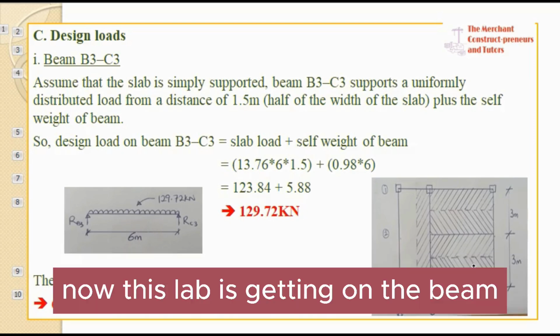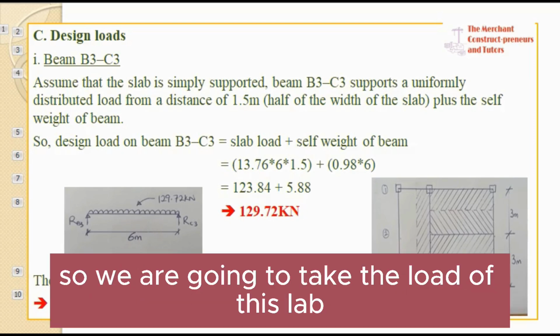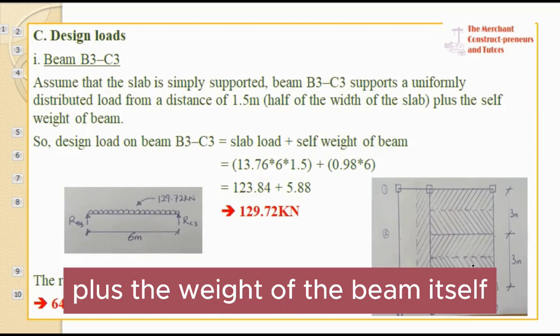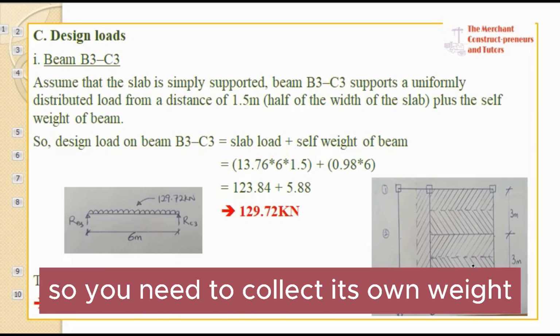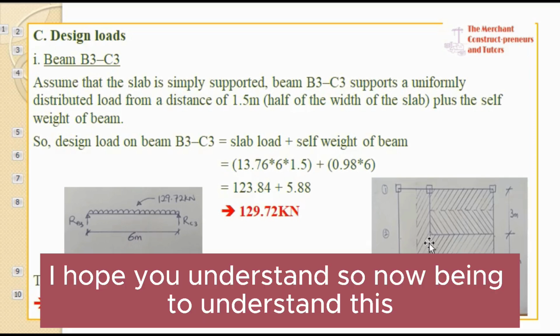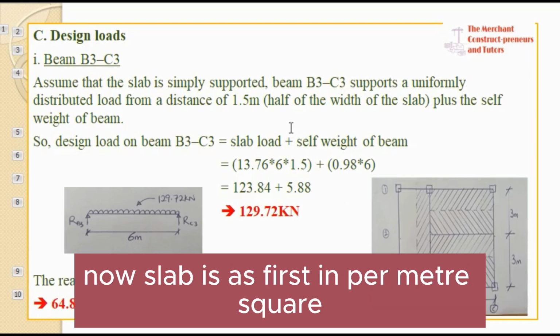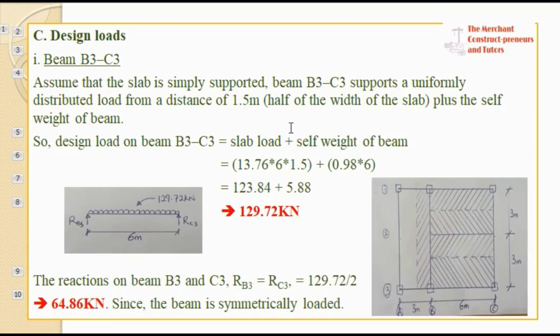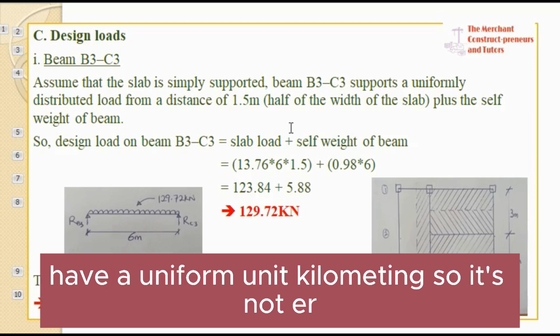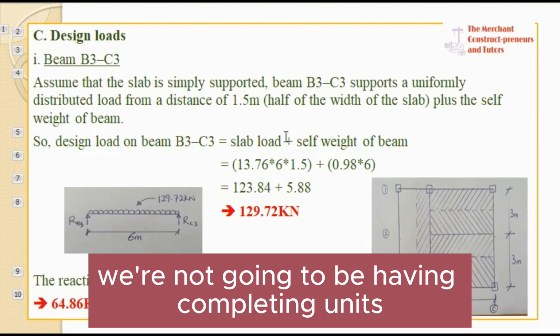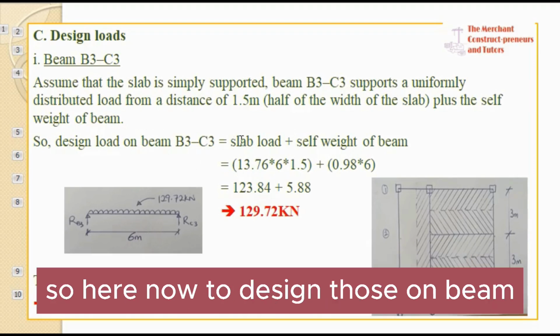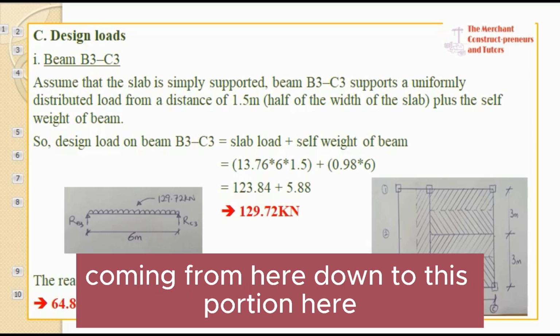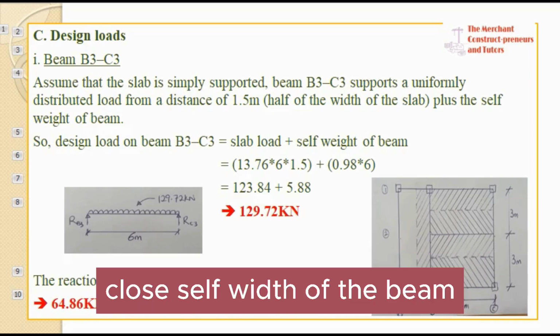Now the slab is resting on the beam, so we are going to take the load of the slab plus the weight of the beam itself. The beam also is a dead load, so we need to collect its own weight. The slab is expressed in kilonewton per meter square, while the beam is per meter run, so we need to have a uniform unit, kilonewton, so that we are not going to be having conflicting units. So design load on beam is equal to slab load, coming from here down to this portion here, plus self weight of the beam.